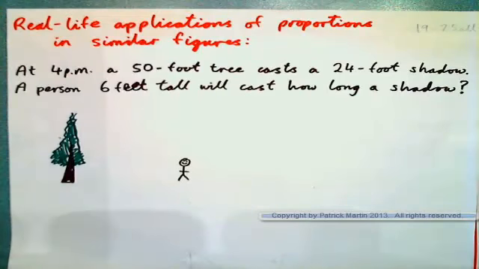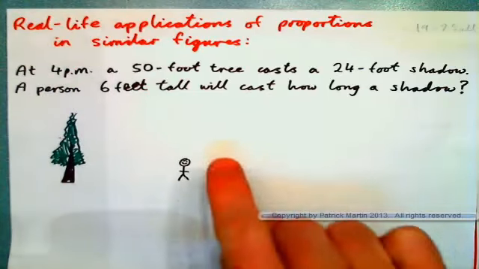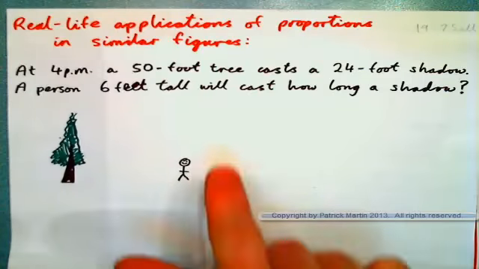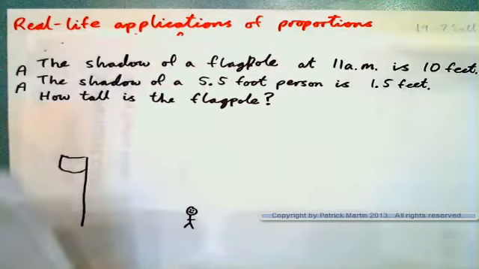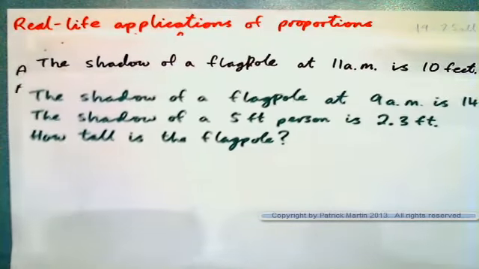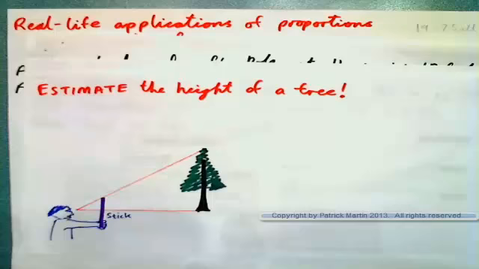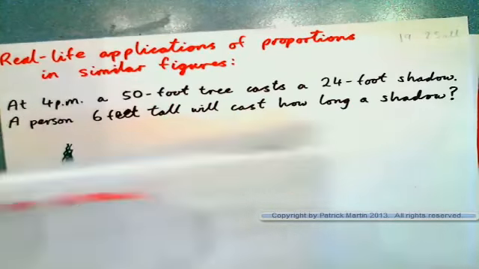Okay, now in this video we'll look at some real-life applications of proportions in similar figures. We'll look at this example with the shadow of a tree, the shadow of a flagpole. Then you'll do a flagpole question yourself, and then we're going to estimate the height of a tree armed with nothing but a stick and a measuring tape. You can now estimate the height of a tree with a stick and a measuring tape. Okay, so let's start.